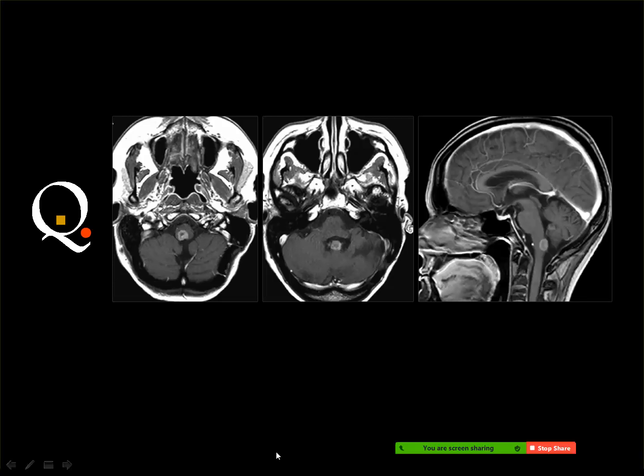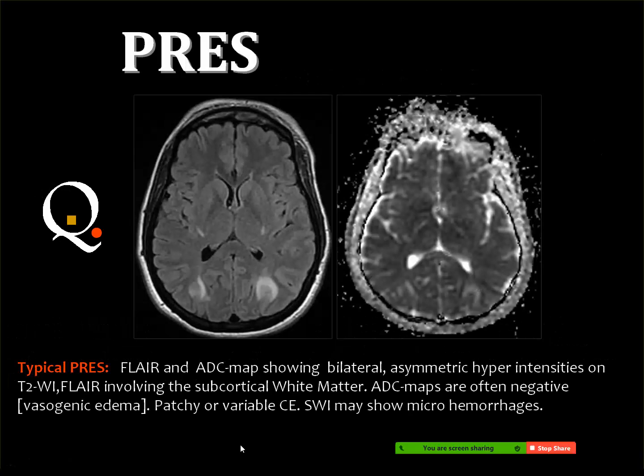Doctor, why is it not herpes encephalitis? In the previous case? Yes. Now, for herpes encephalitis, number one, it has a specific location in the temporal lobe, and number two, herpes will show diffusion restriction, not diffusion free.